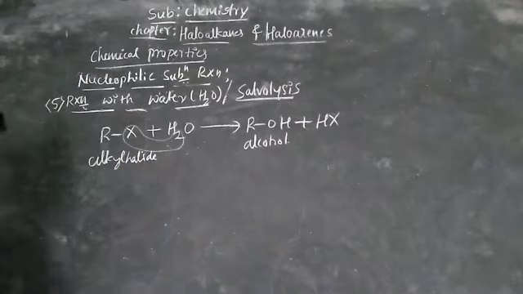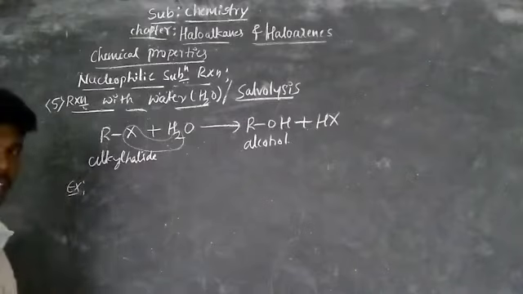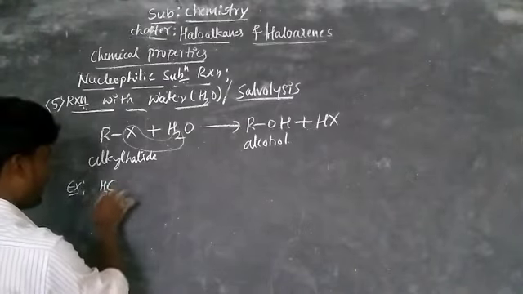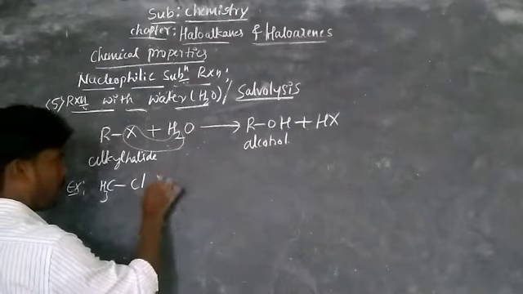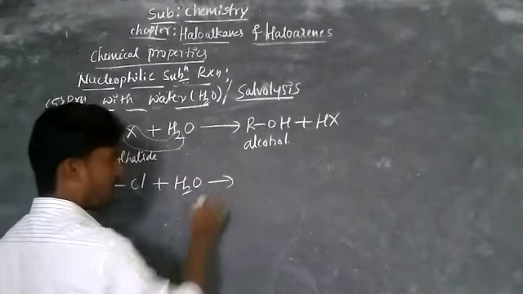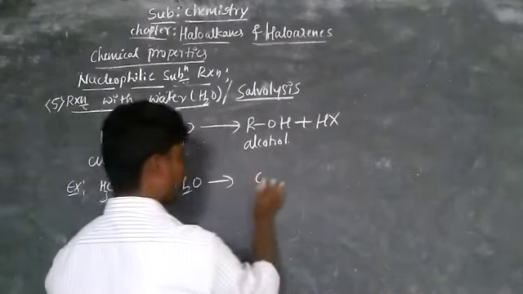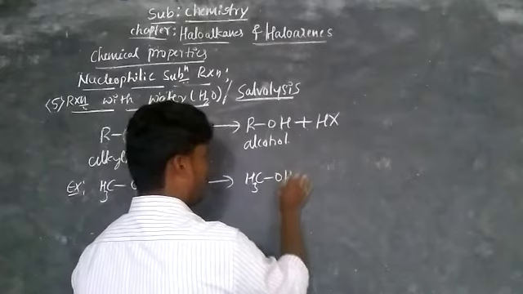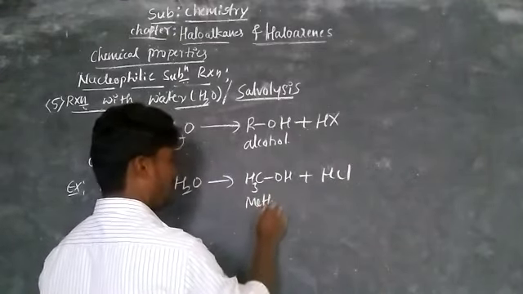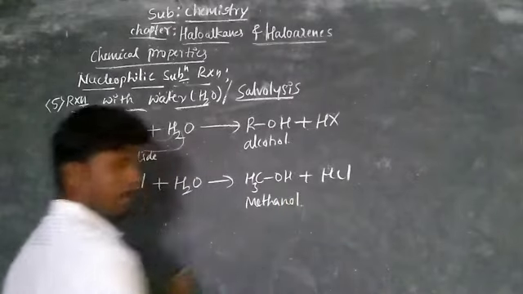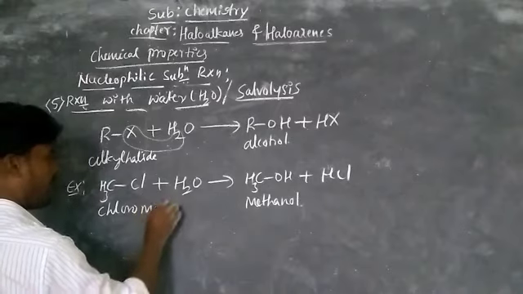Right. So similarly, take an example. In place of R, write CH3. CH3-Cl, that is chloromethane, plus water. What do you expect here? CH3OH plus HCl. Its name is methanol. So methanol is obtained from chloromethane or methyl chloride.